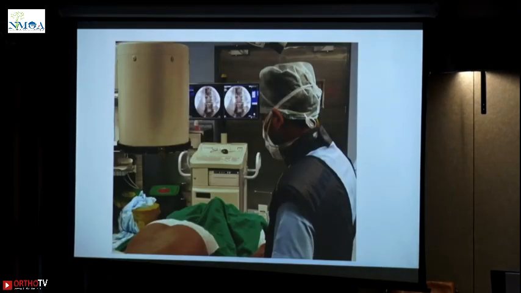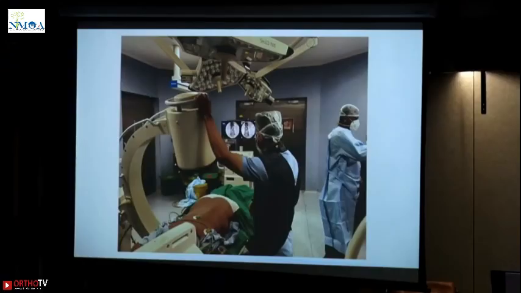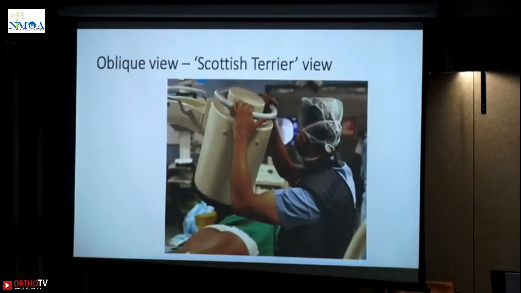This is the typical setup. I am giving a left-sided block. The OT technician or the nurse is standing behind me. The C-arm is coming from the opposite side and I have the screen in my view. Square the level, the superior end plate of the level where you are intending the block. In this view, L5 is not parallel, so you give a bit of lordosis to make the L5 end plate parallel. And then you tilt to get it into the Scottie dog view.